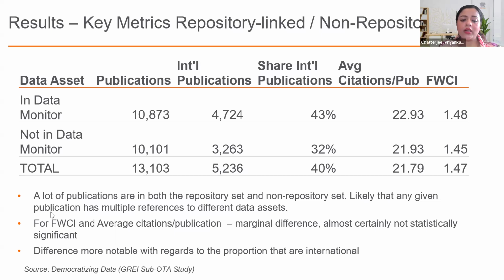Now, what do we find out? That a lot of publications are in both the repository set and the non-repository set. That means that as we are encouraging more and more researchers to use repositories, there is still a large section of researchers who are not depositing data in any repositories. And it is likely that any given publication has multiple references to different data assets. For field-weighted citation index and average citation per publication, there is only a marginal difference. Almost certainly not significant, as you can see that the difference is very marginal.